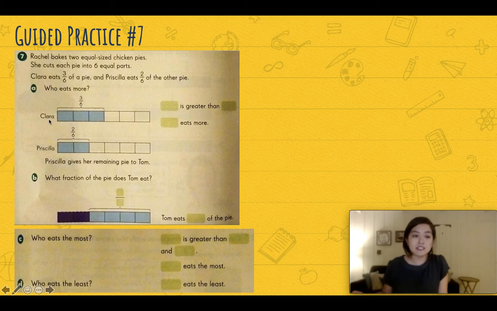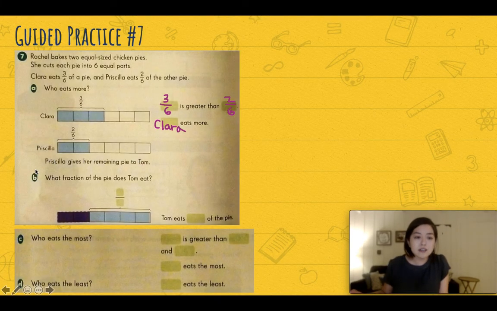Okay, so Clara eats 3/6 of the pie. Priscilla eats 2/6 of the pie. So which is greater, 3/6 or 2/6? Well, these are like fractions because 6 is the denominator. So let's look at the numerator. Okay, 3 is greater than 2. So 3/6 is greater than 2/6. And who ate 3/6 of the pie? It was Clara. So Clara eats more.